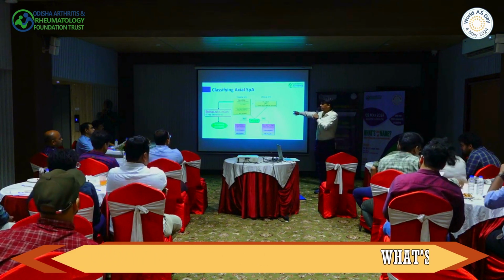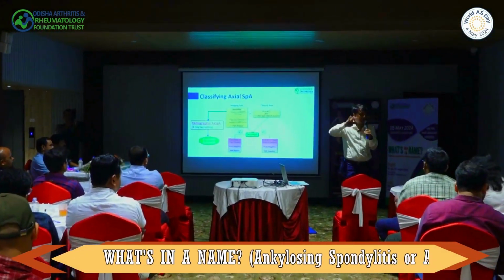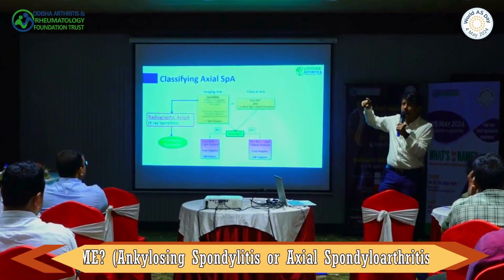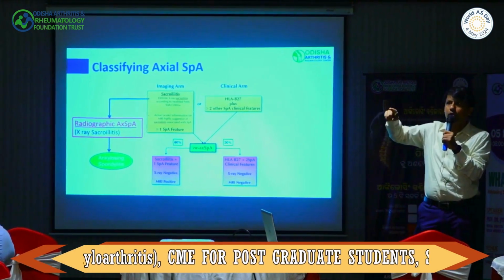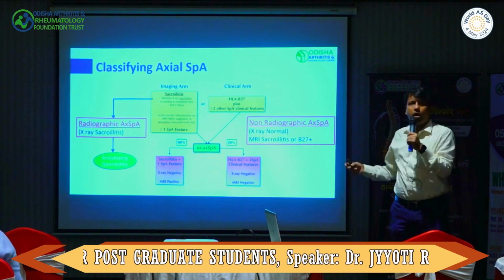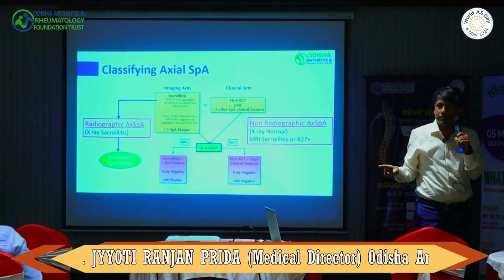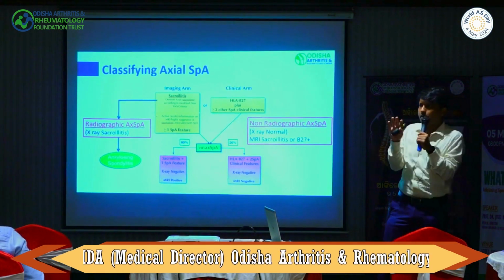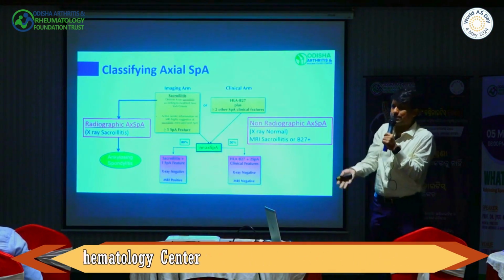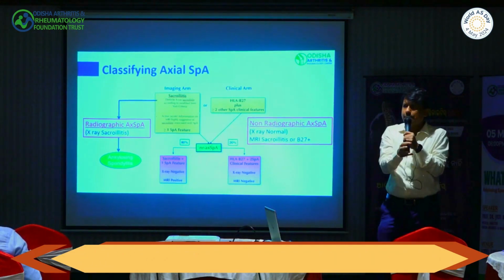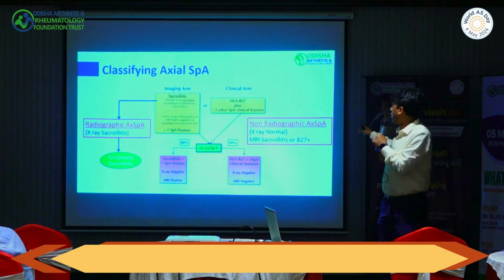If the MRI is positive, with one SpA feature, that will be non-radiographic axial SpA. If both are negative, HLA-B27 is positive, plus two SpA features, that is also non-radiographic SpA. So non-radiographic SpA means the X-ray is negative, and either MRI is positive or HLA-B27 is positive. Radiographic means the X-ray is positive. Clear? So axial SpA is divided into two. Radiographic means the X-ray has already shown changes, meaning this is advanced disease, this is ankylosing spondylitis. If the X-ray is negative, and you are diagnosing with MRI or HLA-B27, that is non-radiographic axial SpA.